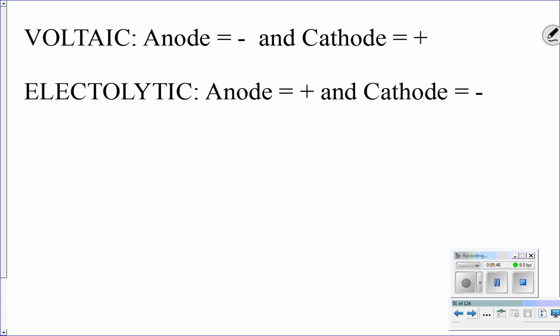Another thing you're sometimes asked about are charges. In a voltaic cell, an anode has a negative charge and the cathode has a positive charge. In your electrolytic cell, this is actually the opposite. They don't ask a ton about this in detail very often, but it is fair game, so it is an important thing to know. I know it's a little bit confusing because it is backwards.